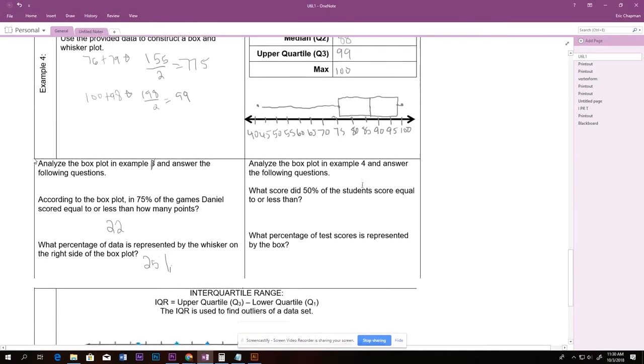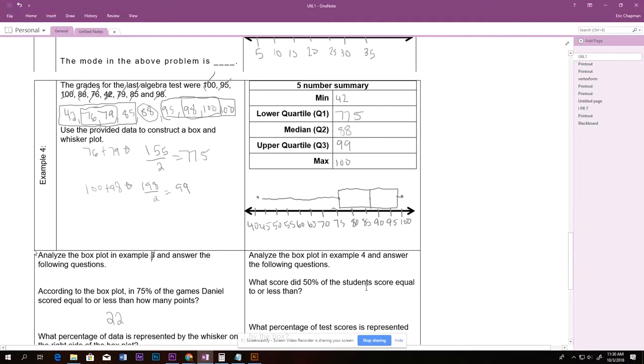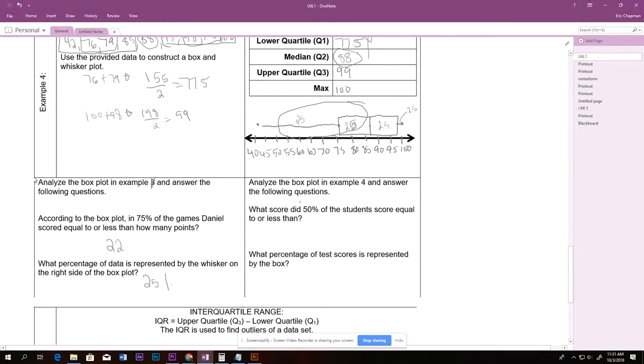Okay, and then we're going to answer these questions. What score did 50% of the students score equal to or less than? That's this number in the middle. So let's label this 25, 25, 25, and this little line is 25. So 50% is less, so that is this number right there. So 50% scored less than 88.